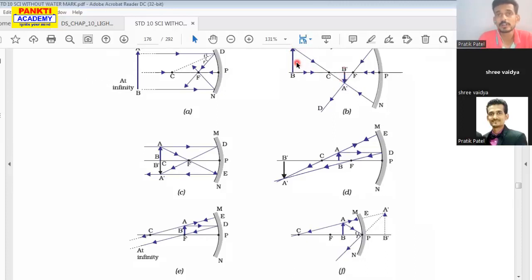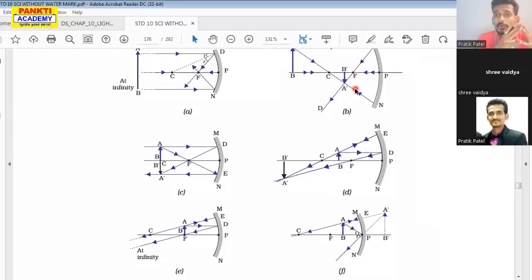Here the distance from the object to the P point is called U, and the distance from A dash B dash to P is called V. Here you take U as negative and V also as negative. Another term is F, which is the focal length. The distance from the focus point F to the pole P is called the focal length. Focal length is half of the radius of curvature, the C to P distance divided by 2. So F is always in the middle of CP.